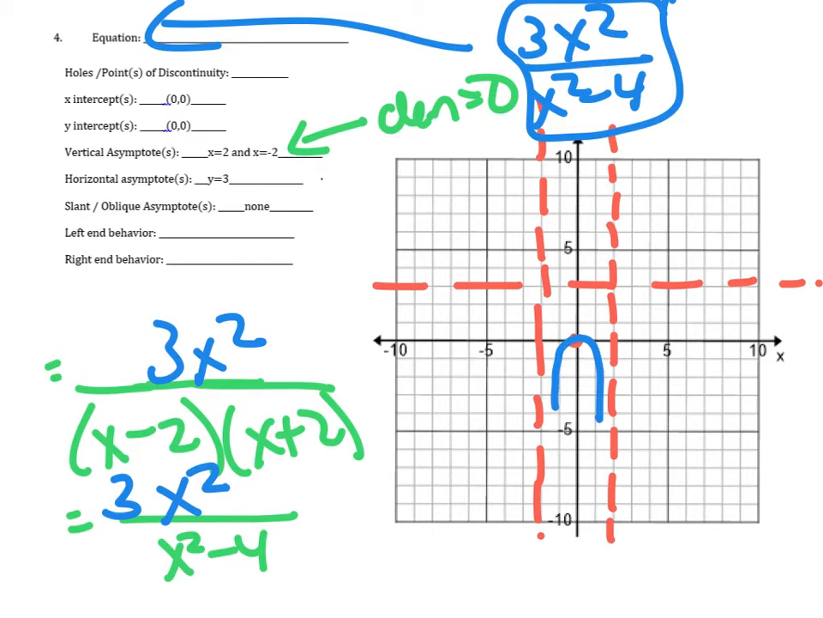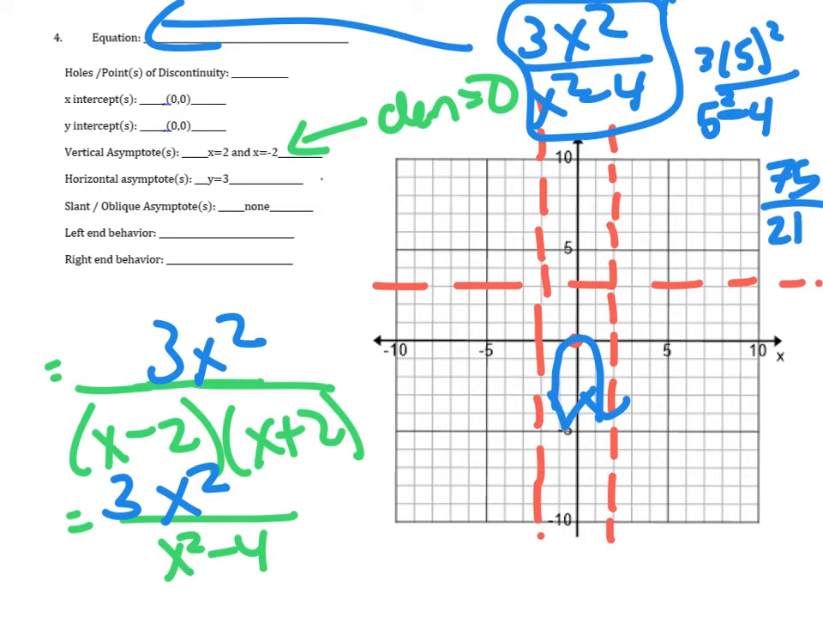So you know you're going to have part of your graph in here. And then if I check the number 5 in this, so 3 times 5 squared, whether I do 5 or negative 5, I'm going to get the same thing. And so 3 times 5 squared, that is 25 times 3 is 75 over 5 squared minus 4. 25 minus 4 is 21. So 75 divided by 21 is going to be a little more than 3. So I know that these have to be basically in here, up here.